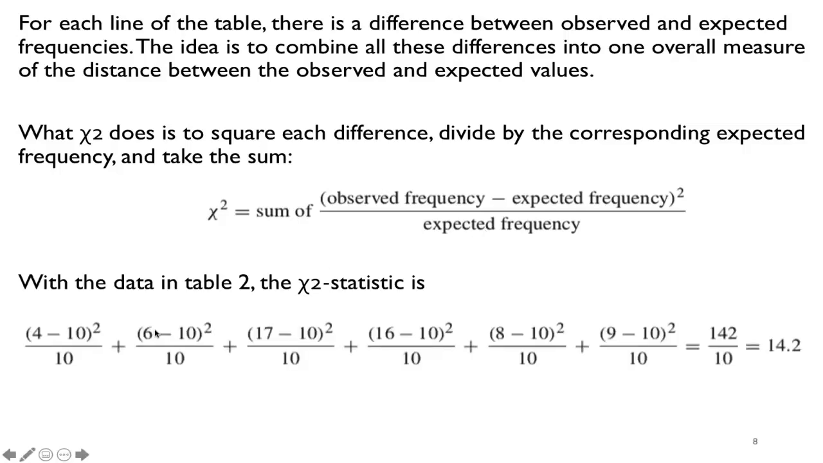So here's how we do that. 4 is the observed, 10 was expected, subtract it, square that, divide by 10, which is the expected. Do the same thing for 6, which is the observed value, 10 is expected, square that, divide by 10. Do this for the rest of the table, you get 14.2.